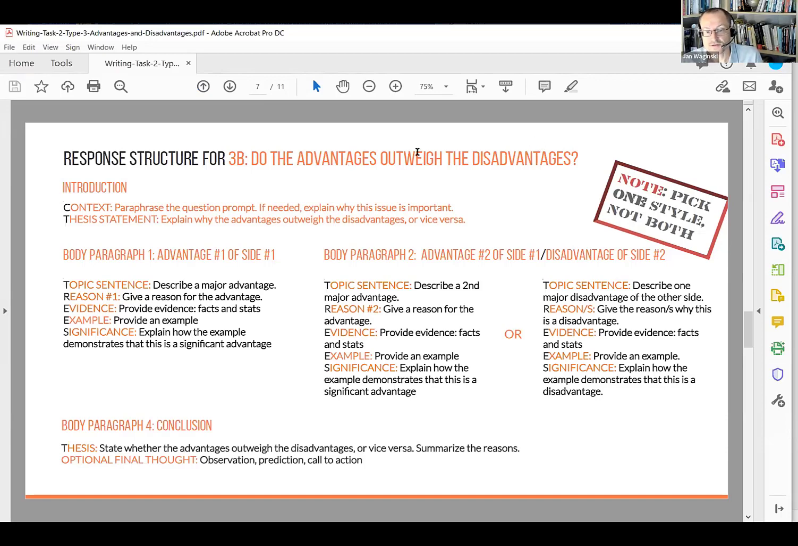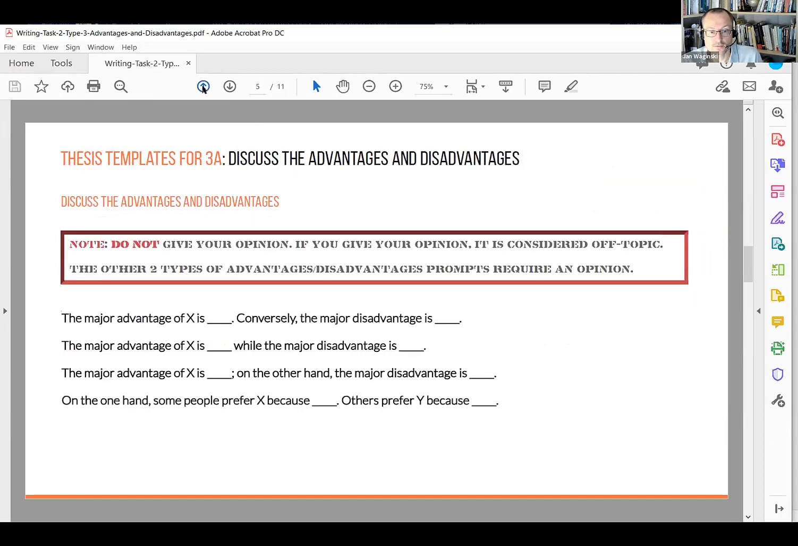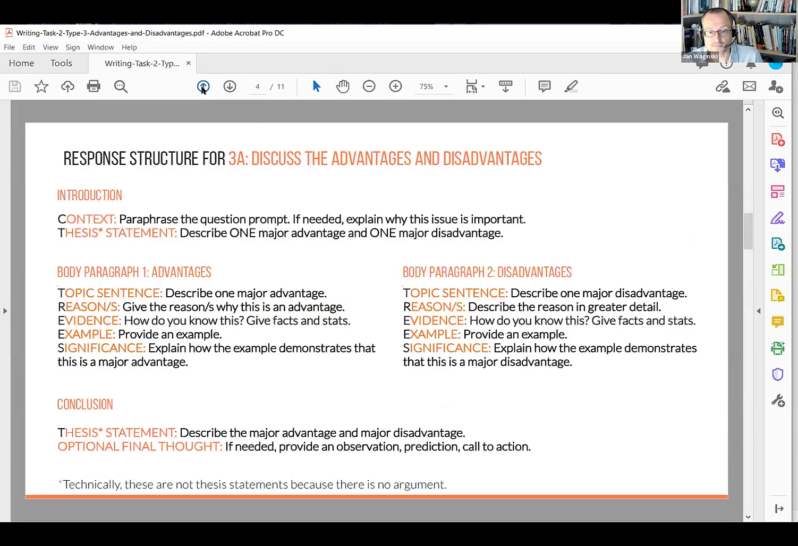Okay, so if the advantages outweigh the disadvantages, then you're giving two reasons why that's true. If you think the disadvantages outweigh the advantages, again, two reasons why the disadvantages exceed the advantages. Do not write a balanced essay because you're going to end up with one of these.